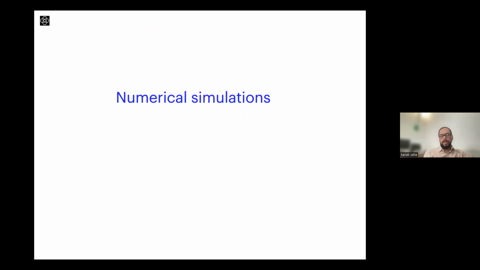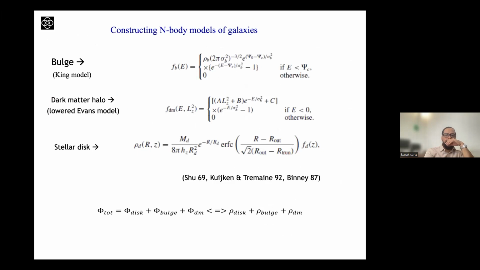The way I construct the simulation follows Kuijken and Dubinski, which is making self-consistent galaxy models based on the distribution function approach. In that, we model the bulge with the King model and the dark matter halo with the Lowering-Evans model. The stellar disk is an exponentially truncated disk, with smooth truncation. And we iteratively solve this set of equations through the Poisson equation and make the galaxy models.